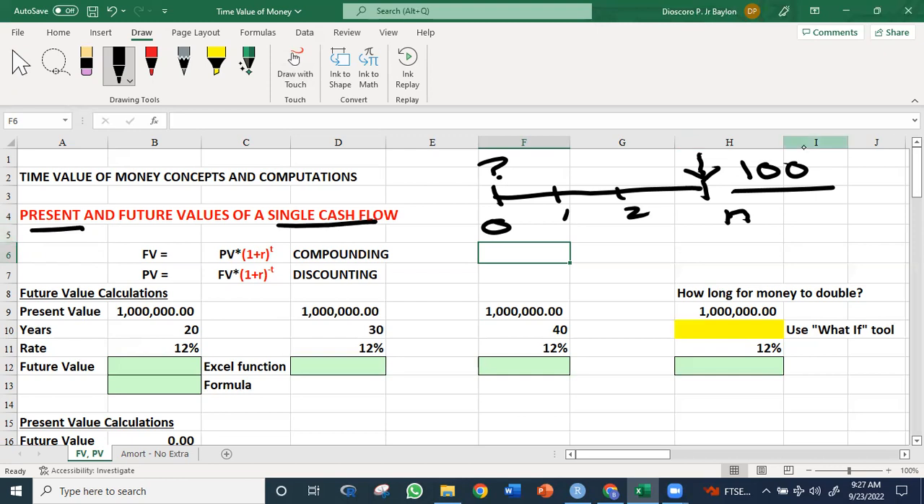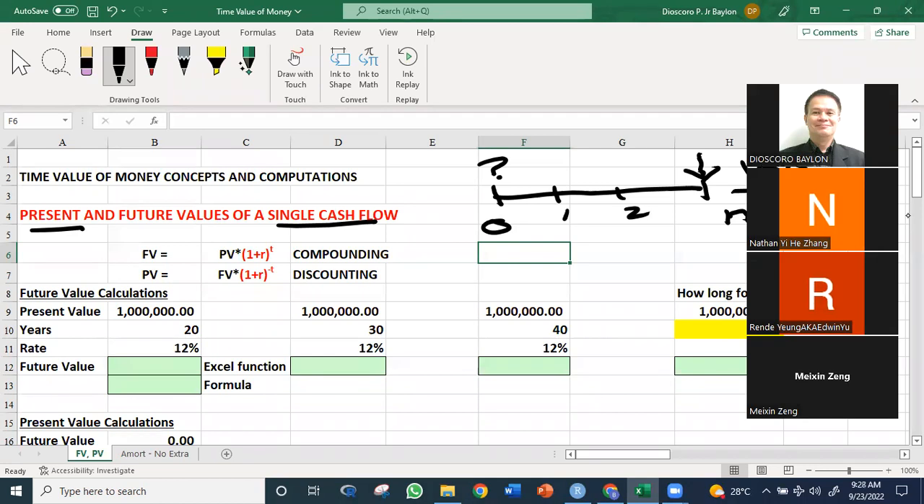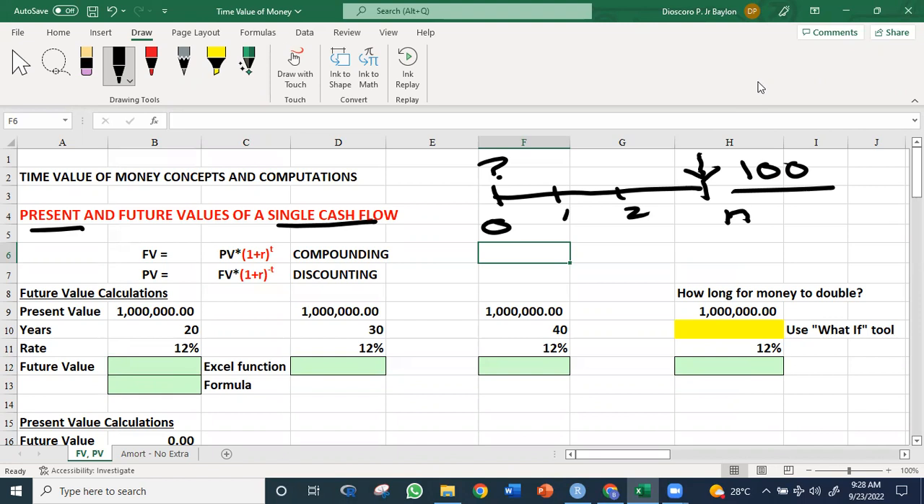This is just one cash flow. The reverse is that we're given the cash flow now, and we would like to know how much that is N years from now. That's what we call the future value. How much will a cash flow now, or at some point in time, be in the future? So that's what we mean by getting the present or the future values of a single cash flow.